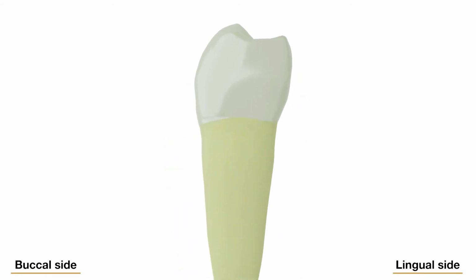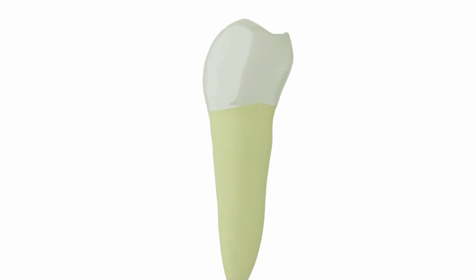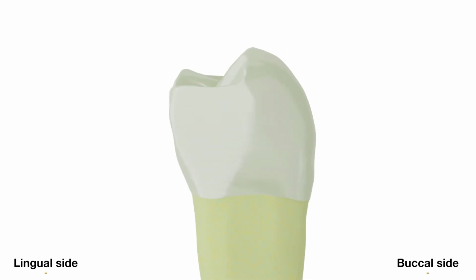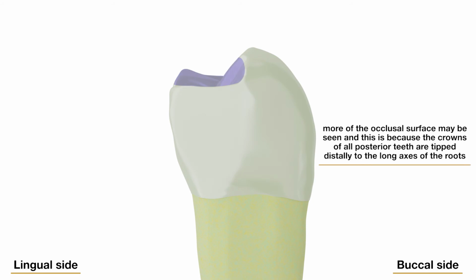The root is long and in most cases slightly convex on the mesial surface, and the apex of the root is blunter. The buccal cusp is not as nearly centered over the root trunk and is shorter when compared to the mandibular first premolar. Similarly, the distal aspect of the mandibular second premolar bears a close resemblance to the mesial aspect, except that more of the occlusal surface may be seen, and that is because the crown of the posterior teeth are tipped distally to the long axis of the root.